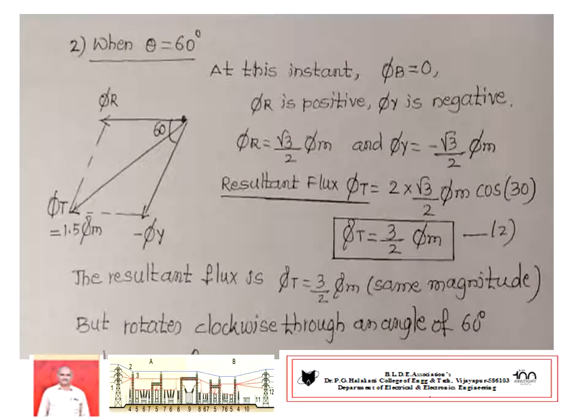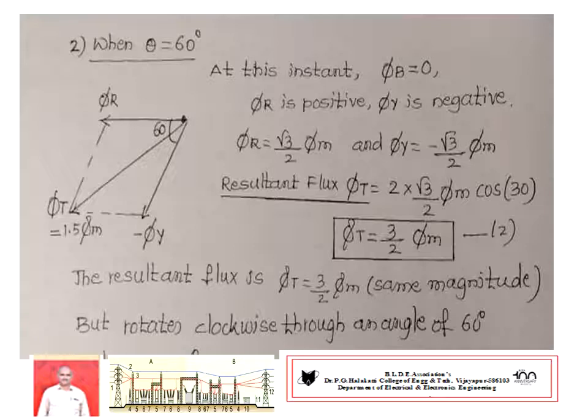When theta equal to 60 degrees, at this instant you can see that flux phi b is 0, flux phi r is positive, flux phi y is negative. It is also observed from the three fluxes phi r, phi y, phi b diagram. So let phi r equal to root 3 by 2 phi m, phi y equal to minus root 3 by 2 phi m. Again the angle between these two fluxes is 60 degrees. So the resultant flux again becomes the same, 3 by 2 phi m or 1.5 times phi m. You call this equation number 2.